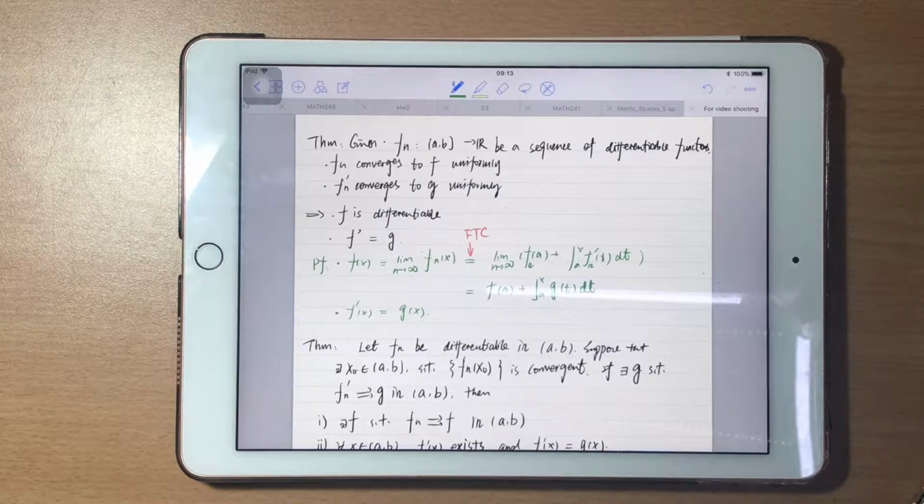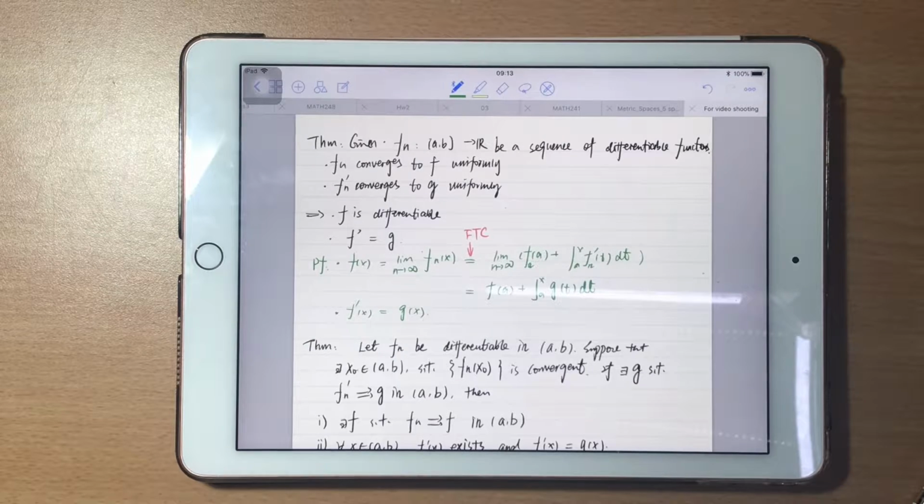So in the last video, I showed you two theorems, or actually two properties of uniformly convergent sequences. And in this one, I will show you another property of uniformly convergent sequences, but this one is about the differentiability of the limit function.